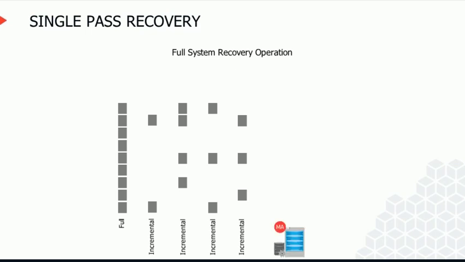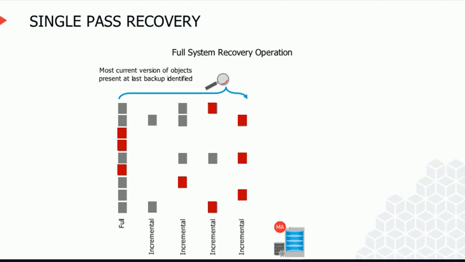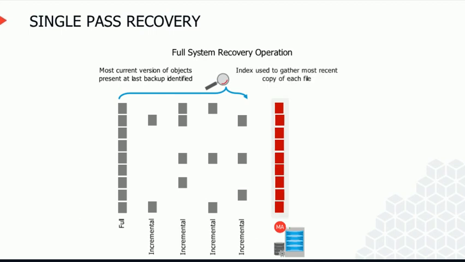CommVault media agents index all data being written to disk or tape so the administrator can view all backup or archive data from any point in time, regardless of backup type. When the recovery process is initiated, CommVault software looks at the most current version of objects that will be present at last backup and identifies those objects. The media agent index is leveraged in order to gather the most recent copy of each file in the backup, and these files are utilized to conduct the system restore. CommVault software intelligently knows how to combine the latest full backup with incremental backups to present a point-in-time image to browse for recovery needs.